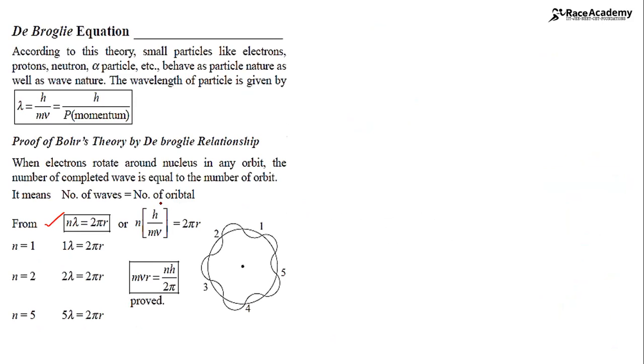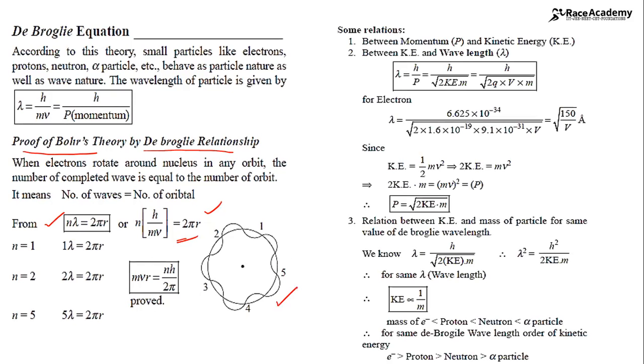From that, by rearrangement we got mv equal to nh by 2 pi, a proof for Bohr's theory by the de Broglie relationship. So in Bohr's theory, why mv is equal to nh by 2 pi is not explained, but in this theory it is clearly explained. So this is an advanced theory. So those relations and all we have observed.